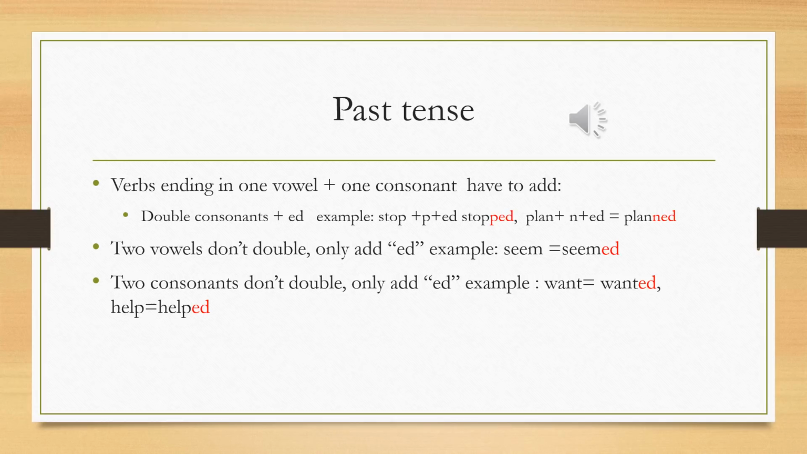How about when you have two consonants? Okay, two consonants don't double, only add ed. For example, want became wanted. Can you see W-A-N-T, want? You have two consonants there. N is a consonant followed by T, another consonant. So you only add ed at the back of the verb. W-A-N-T became wanted. W-A-N-T-E-D. Same with help. H-E-L-P. Help. You have two consonants. Okay. You only add ed at the back. Okay. Understand? I hope all of you can understand. This is very simple. Okay. Let's move on to the next slide.